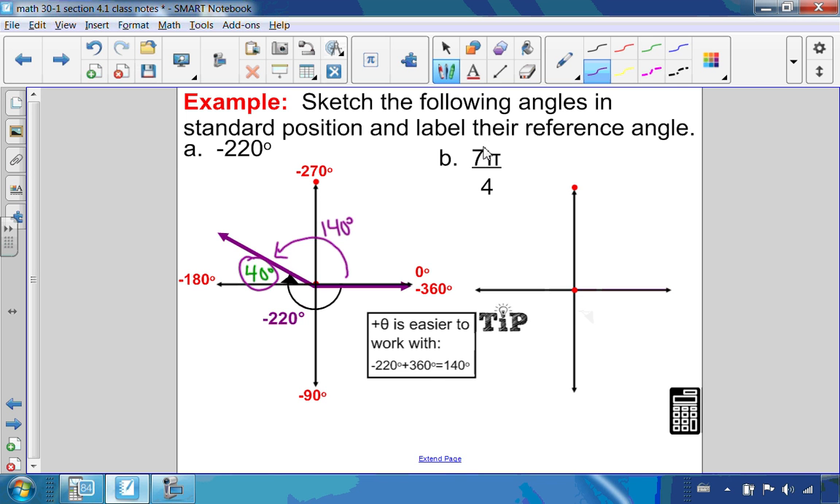Let's look at this one, 7 pi over 4. So again, let's label all my points here. So I'm going from 0, pi over 2, pi, 3 pi over 2, and then back to 2 pi.